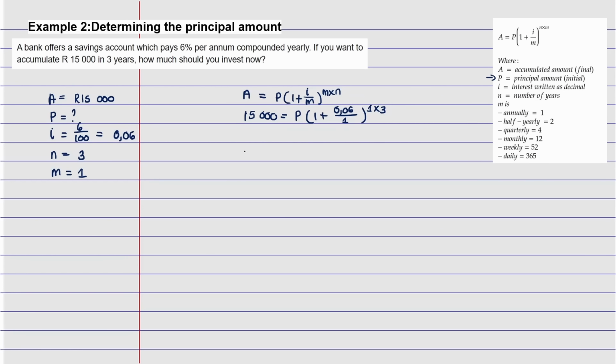Then what we're going to do here is 15,000 divided by this whole term here. So it's going to be 15,000 divided by 1 plus 0.06, to the power 3, and this is going to be equal to P, right? So therefore, P is going to be equal to what? Punch this whole thing into the calculator. You're going to get that P is this amount. So it's going to be 12,000, right? 500 and what?